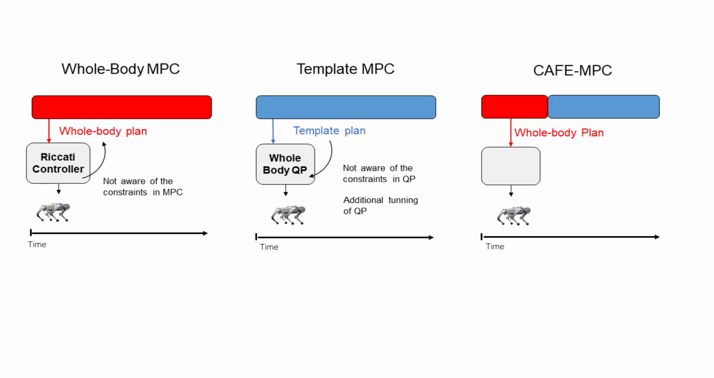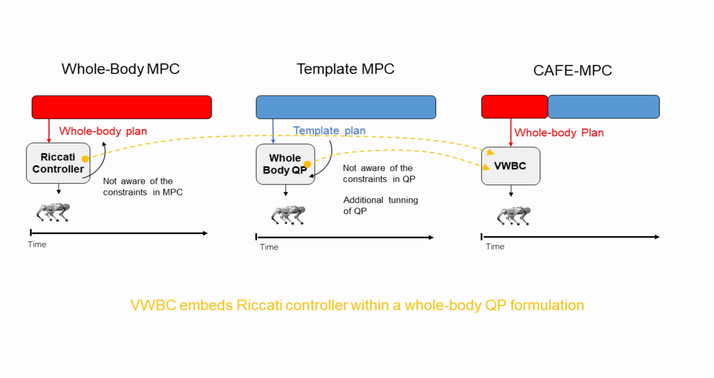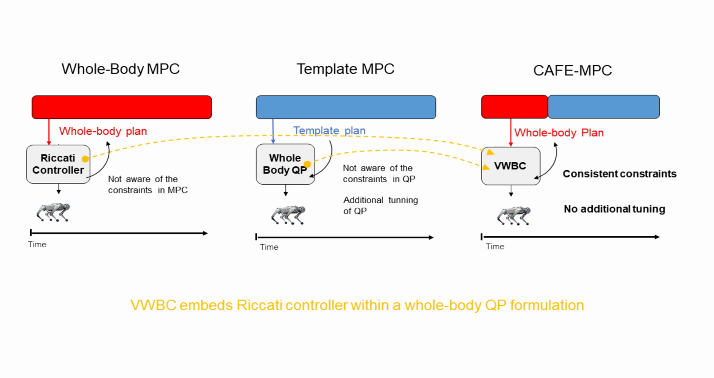Similar to whole-body MPC, CAFE-MPC entails a whole-body plan in the near term. Nevertheless, instead of using the Riccati controller, we propose to use a value function-based whole-body controller, for short VWBC. The VWBC embeds the Riccati controller within a whole-body QP, allowing the use of the same set of constraints as in CAFE-MPC. A Q-value function is used as the objective for VWBC. The Q-value function measures the effect of the current decision on the long-term tracking performance and is obtained from the CAFE-MPC, thus avoiding additional tuning.